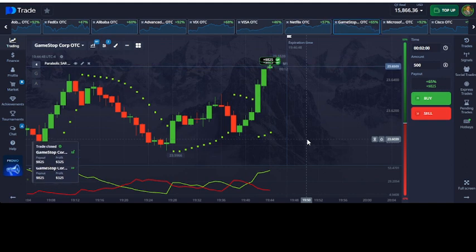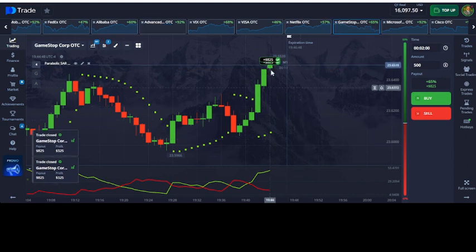Okay, so that trade was in the money. Actually, I took 2 trades here. It was a real good setup, so I decided to take 2 trades. All right, so I'm going to pause the video and look for one last setup.